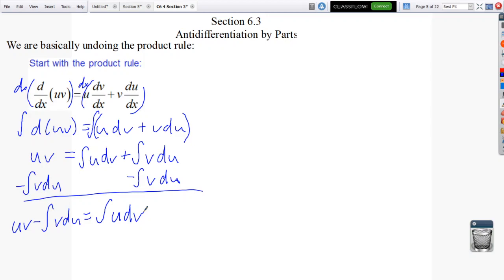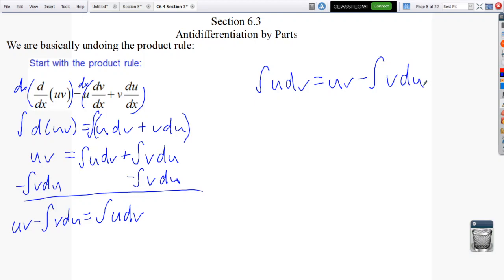You have a product within an integral, and you use this formula in order to figure out what the integral is. Generally, this is usually written in this order, just using the symmetric property of equality. We have the integral of u dv is equal to uv minus the integral of v du.